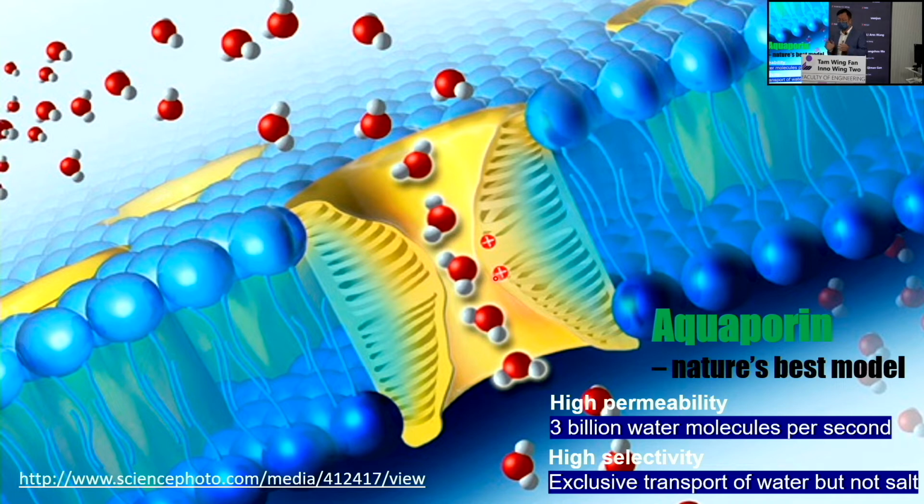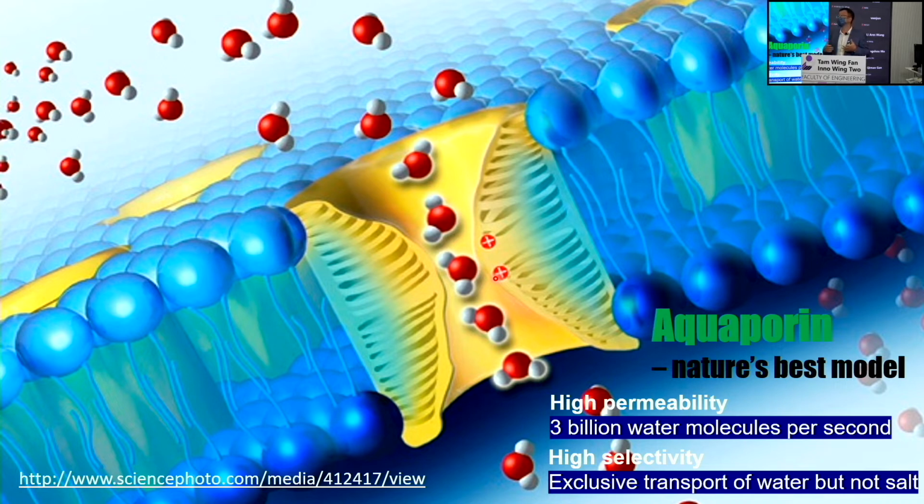So if you look at this kind of channel, it's amazing. For a single channel, every second, it can pass through 3 billion water molecules. Now, if you compare with our best commercial membranes, the best reverse osmosis membranes, the natural proteins are about 100 to 1,000 times more permeable. So they are amazing. And if you look at the selectivity, they have nearly perfect selectivity.